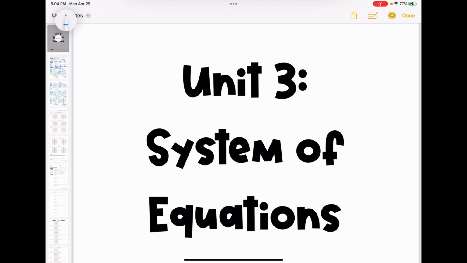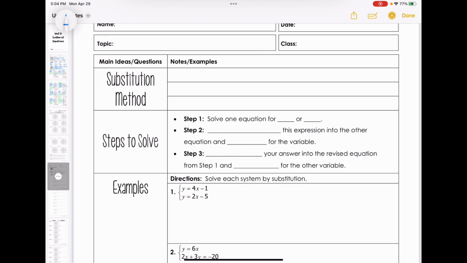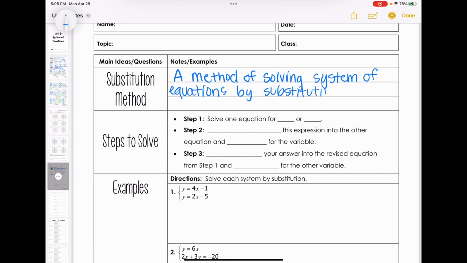So there's two methods. The one we're going to talk about today is the substitution method. So this is on page 5 in your packet. And so the substitution method is a method of solving system of equations by substituting equations within one another.